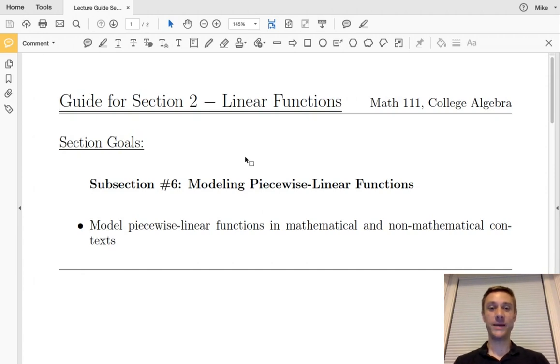Hey there. Welcome back. I fixed my squeaky chair and we're here for the end of section 2.